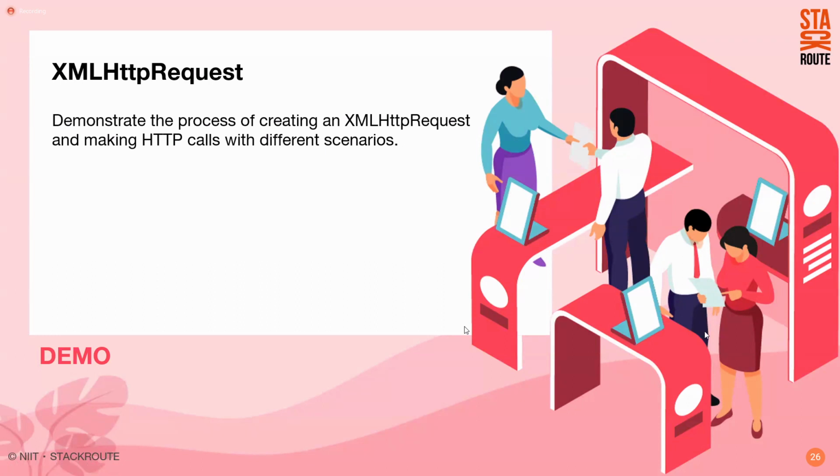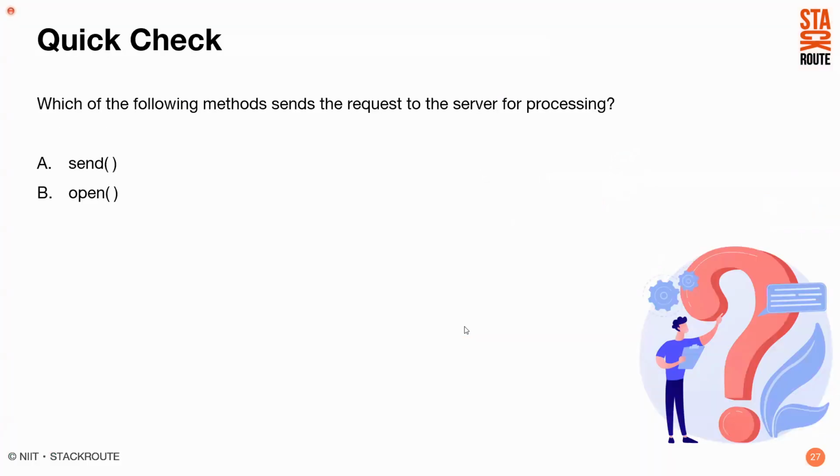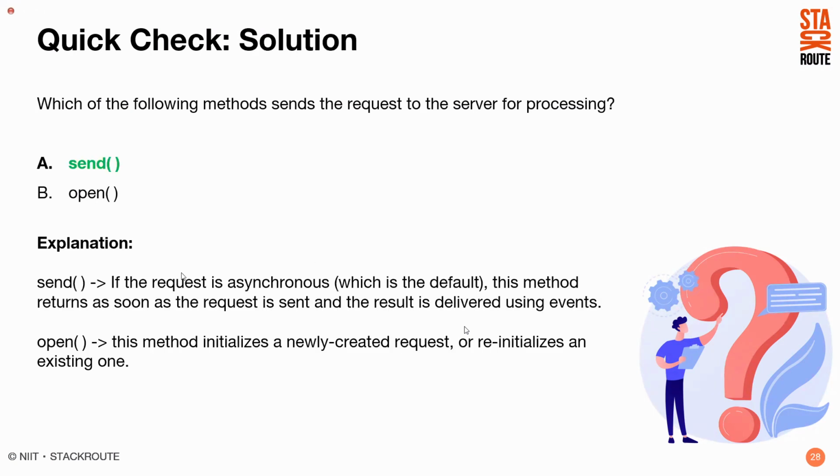So, demonstrate the process of creating an XML HTTP request and calls with different scenarios. Which of the following methods sends the request to the server for processing? Send. If the request is asynchronous, as soon as the request is sent, the result will be delivered. Since we marked false, it sends to the server and we retrieve the result back. Open is used to initialize the newly created request with the respective HTTP call.